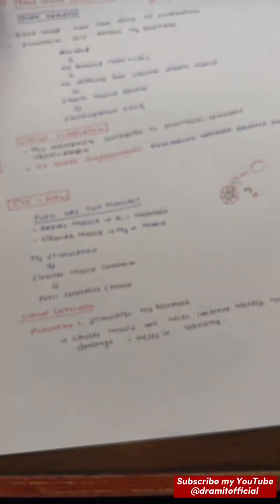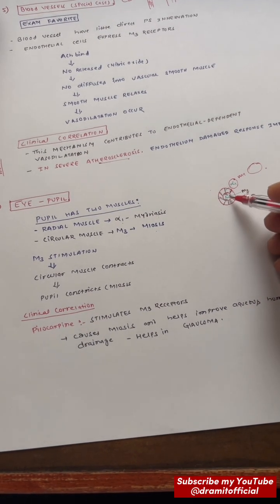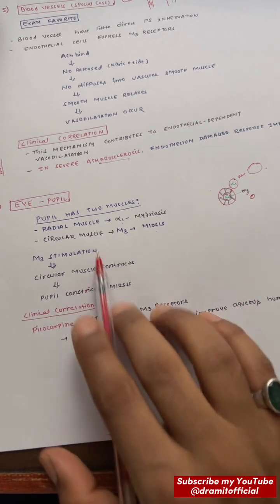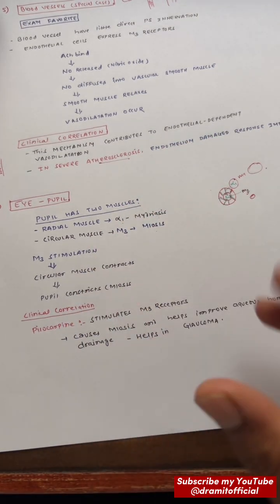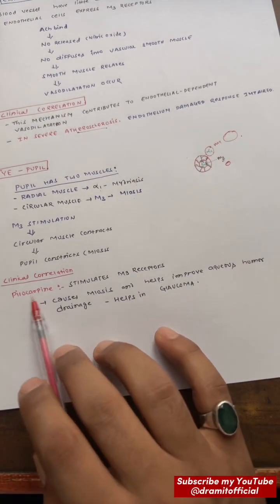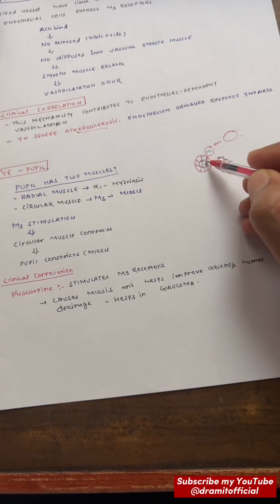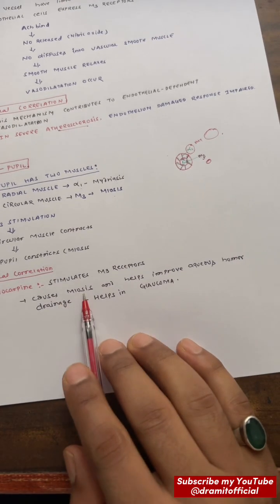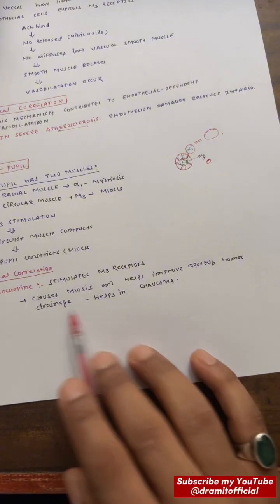So when the M3 receptors over here get stimulated, it causes these circular muscles to contract, and when they contract, the pupil constricts. There is a drug called pilocarpine, it stimulates the M3 receptor present over here, and it causes miosis. When it causes miosis, it helps to improve the aqueous humor drainage and helps in glaucoma.